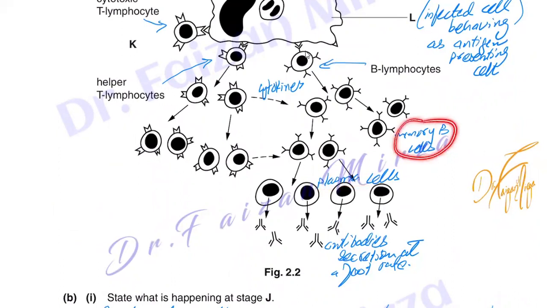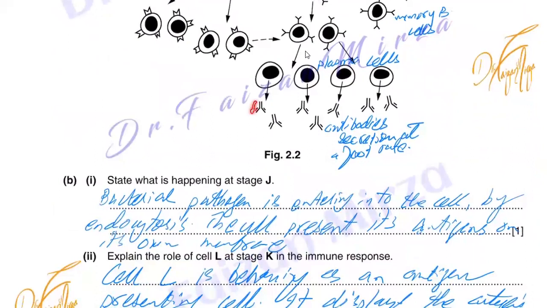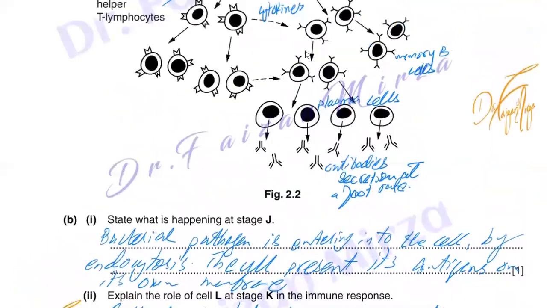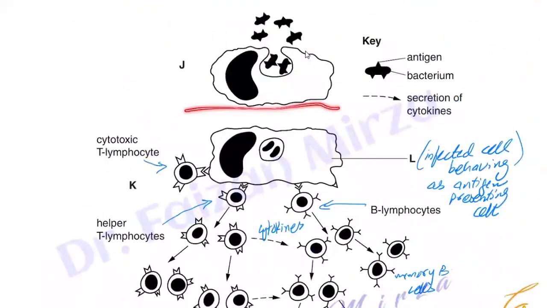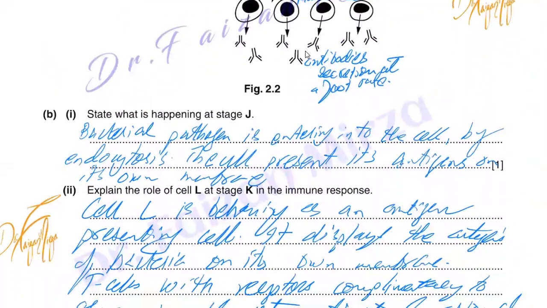We know that memory cells provide long-term immunity, the immunological memory. Plasma cells start to secrete antibodies at a fast rate. You can see antibody molecules are being secreted. Now let's see what's happening at stage J. Stage J is actually how the infected cell becomes an antigen-presenting cell. The bacterial pathogen is entering into the cell by endocytosis. The cell presents the antigen on its own membrane.